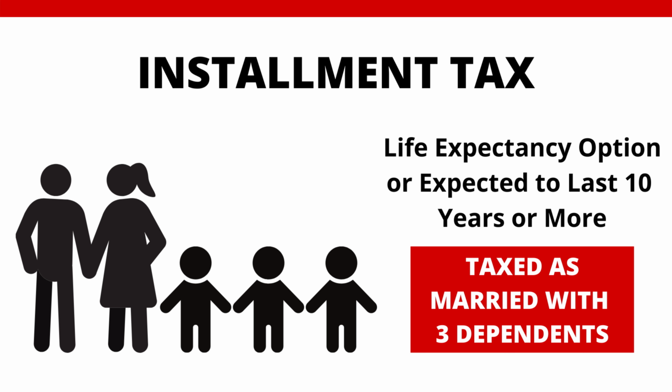If the payments are based on life expectancy or are expected to last 10 years or more, the TSP is required to withhold federal taxes as if you are married with 3 dependents. Under this category, the tax requirement is the same on RMD payments too. You do have the choice to increase, decrease, or even waive the withholding on these longer-term payout options, but you cannot transfer these distributions to an IRA or employer plan.